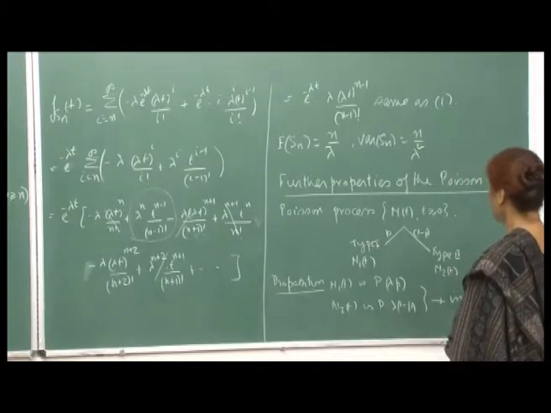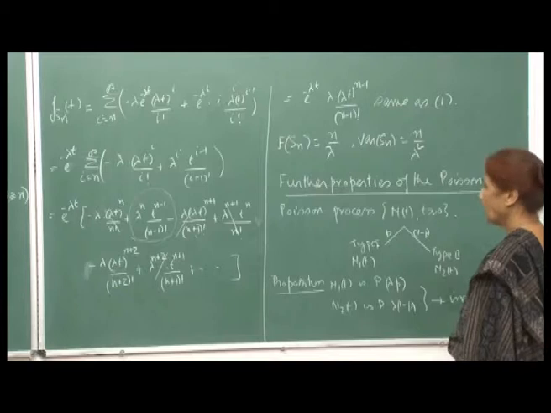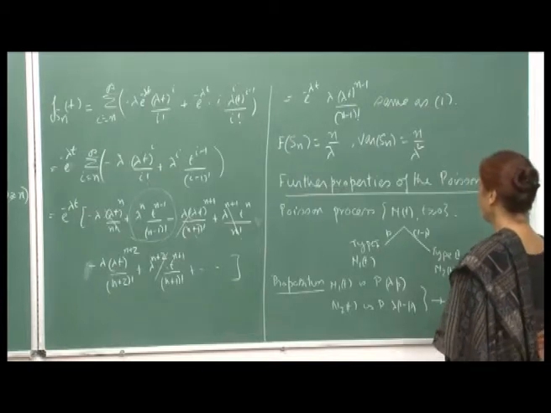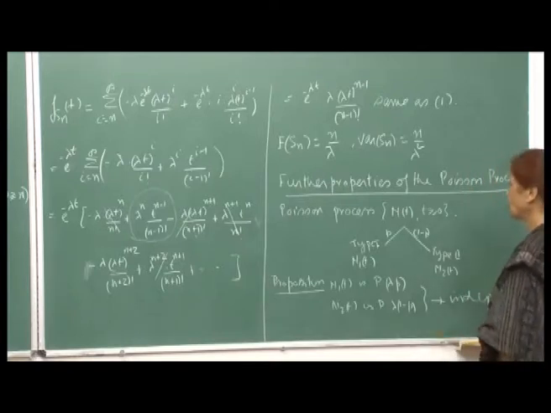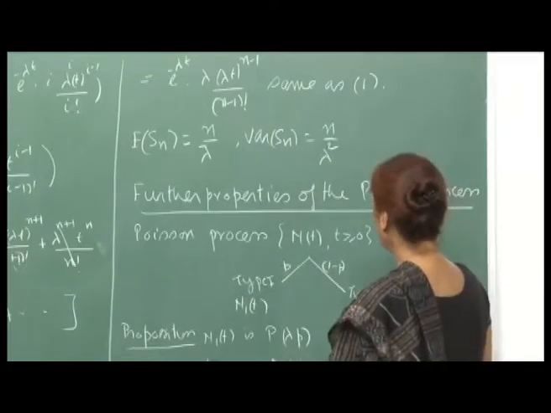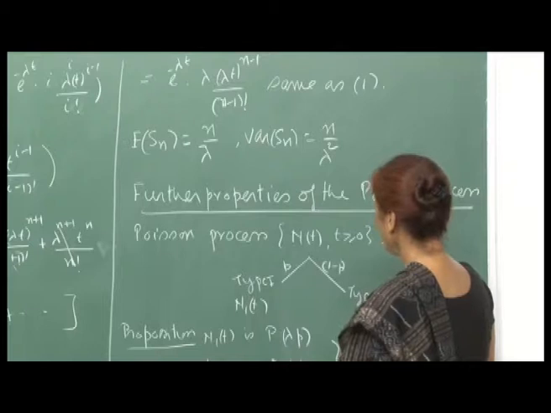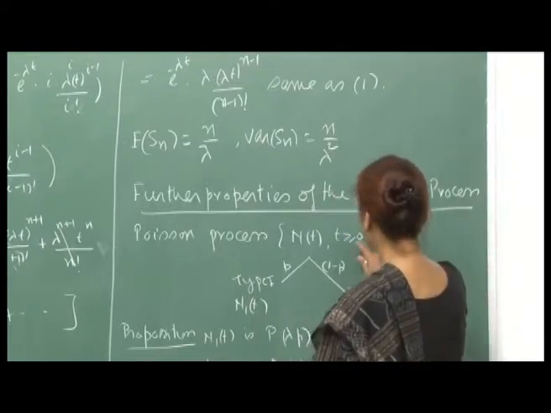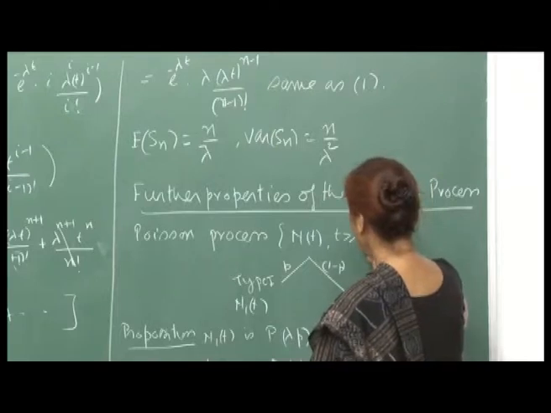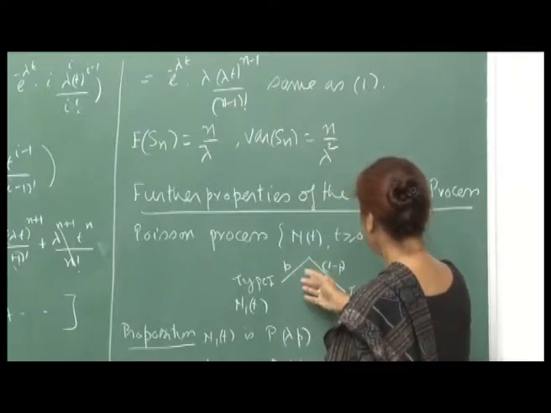Now, we will further prove some more properties of the Poisson process, and then work out examples to show you how you make use of all this machinery that we have developed. Okay. Now, for example, if you take a Poisson process N(t), t greater than or equal to 0, then there can be two sub processes.